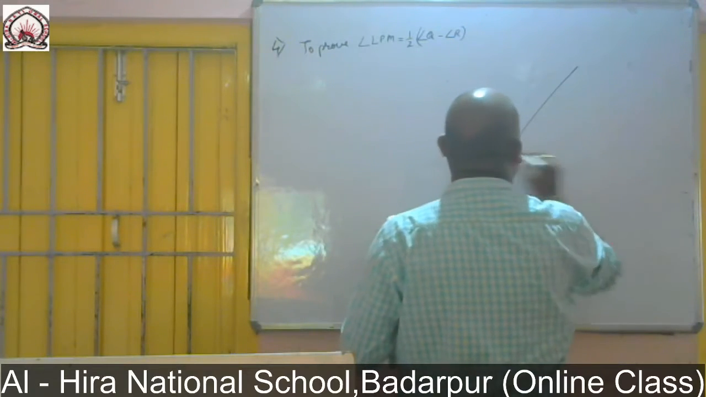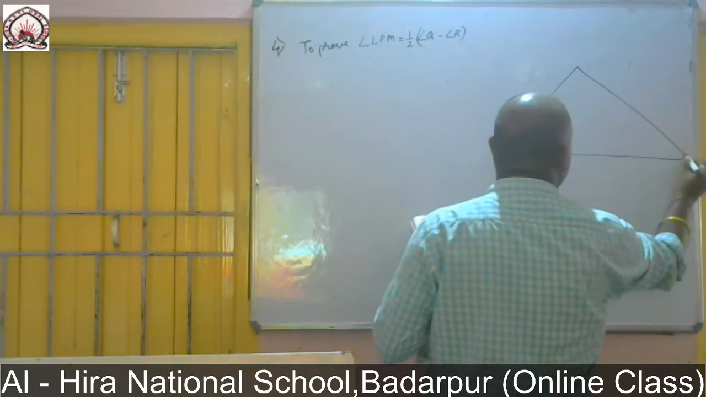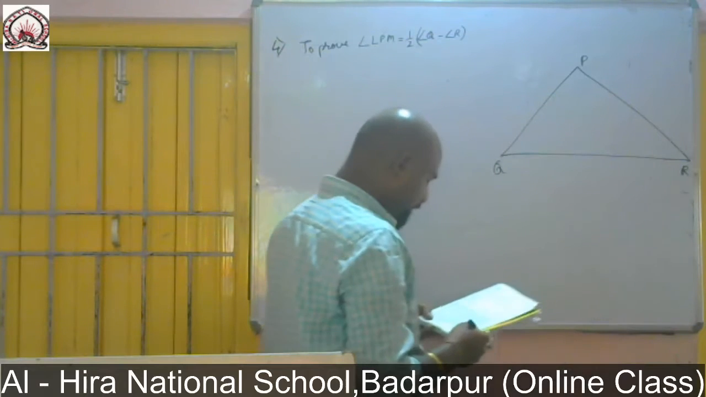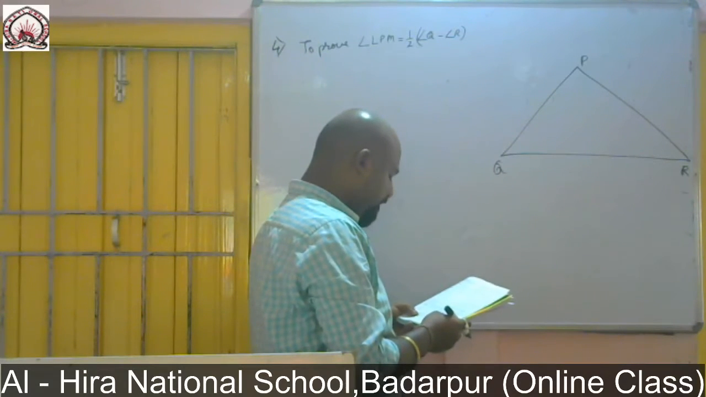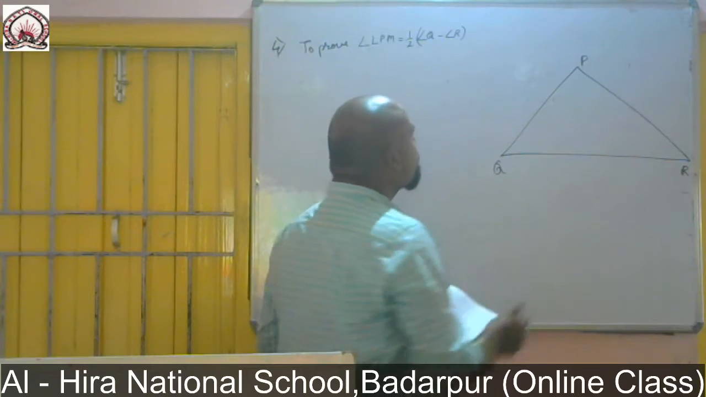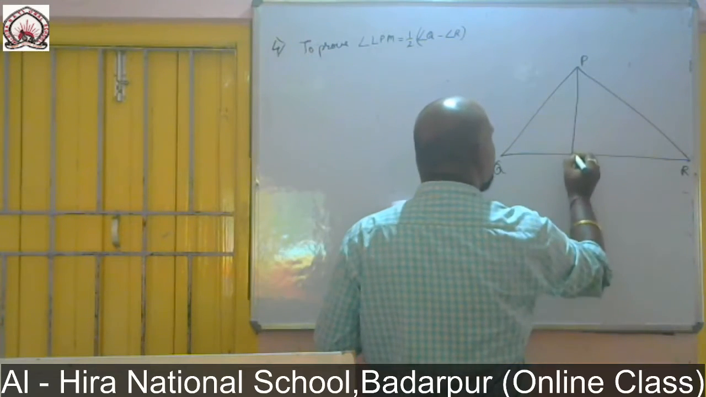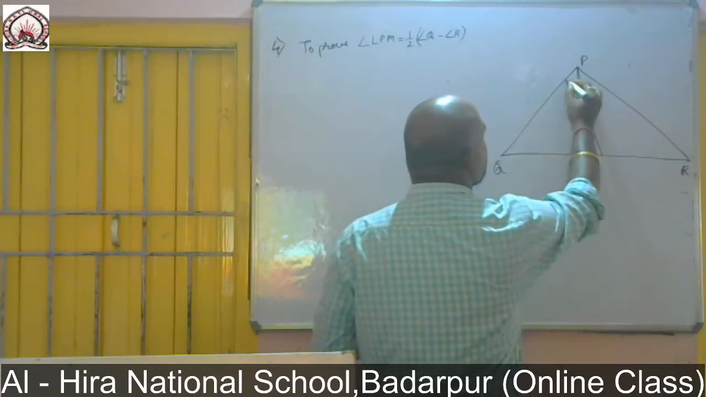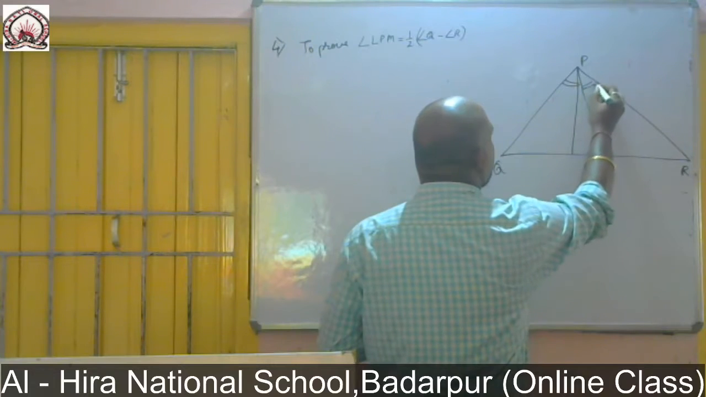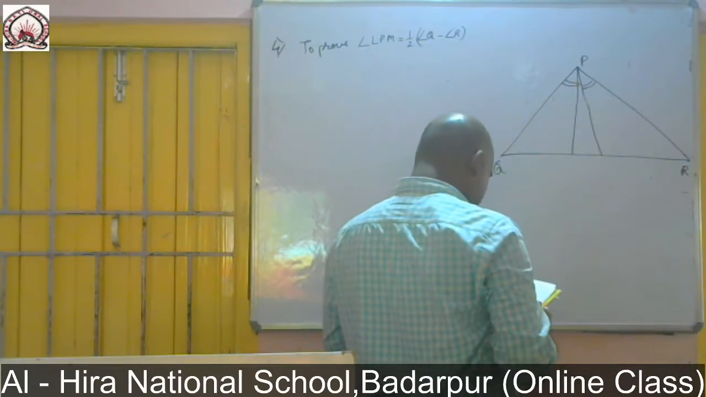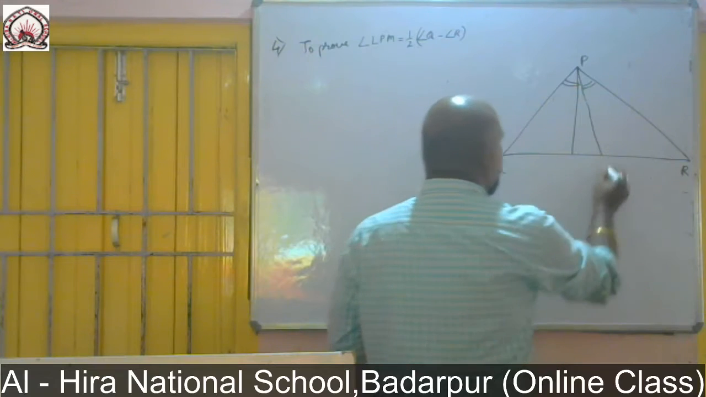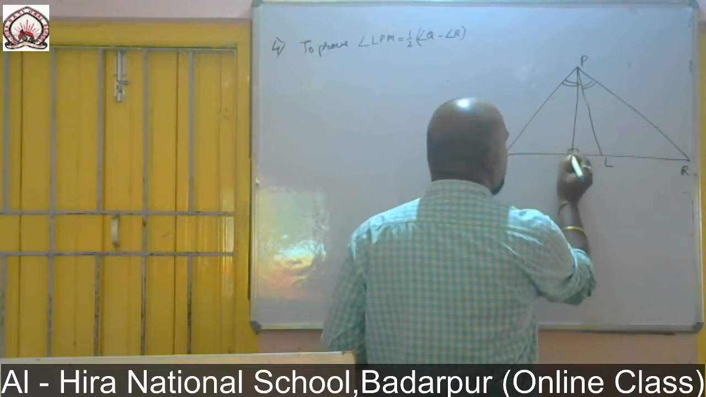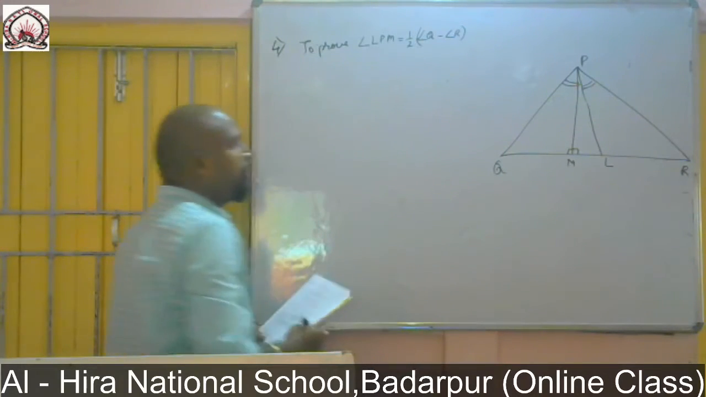Let us consider this one is P, this one is Q, and this one is R. This is the triangle. Okay, and the bisector of angle P. This is the bisector. The bisector of angle P means this angle is equal to this angle. Now the bisector of angle P meets QR at L, and PM is perpendicular. This angle is 90, so this angle also becomes 90 degree. Now what you can say?